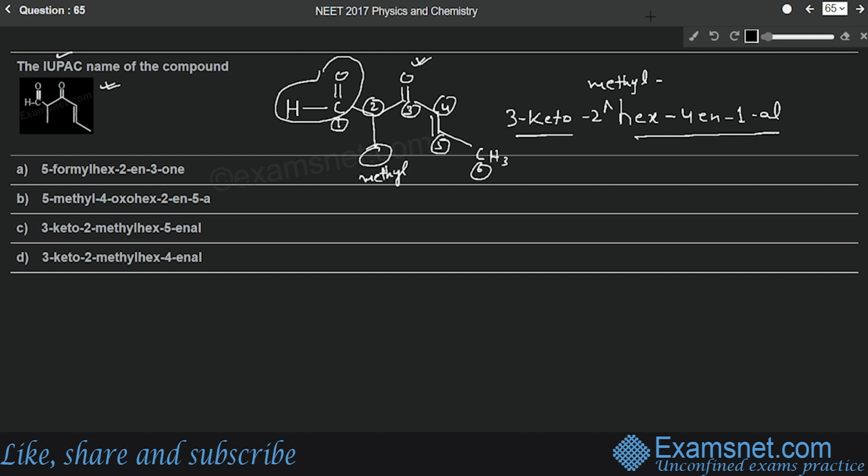So which option should be the correct one? Here we have 3-keto-2-methylhex-5-enal. No, not 5-enal, it is 4-enal. So option D will be the correct answer.